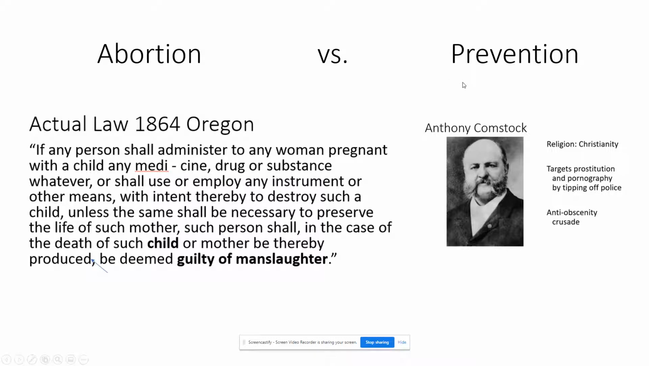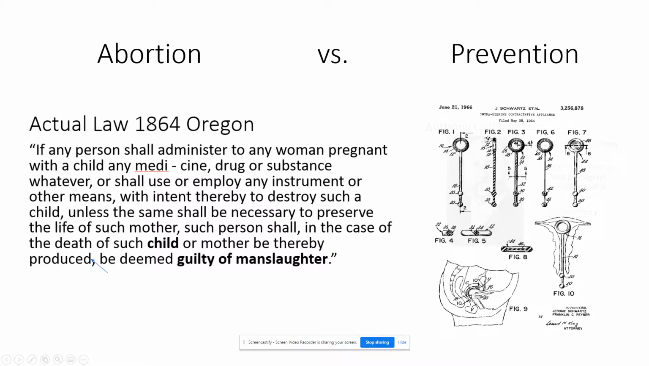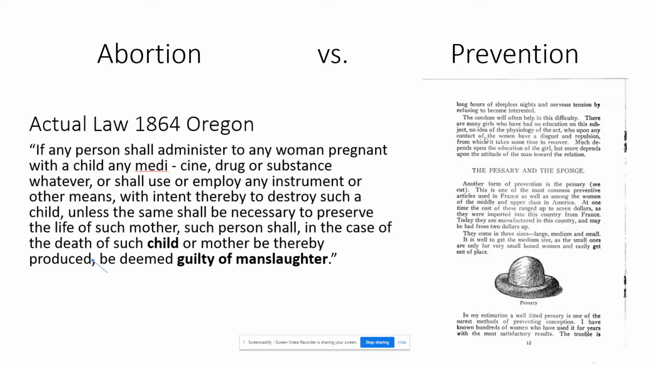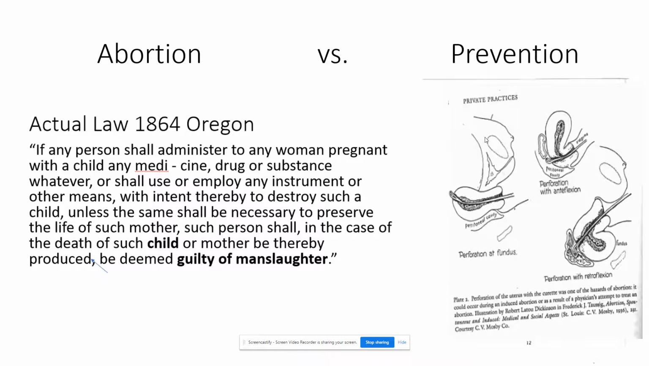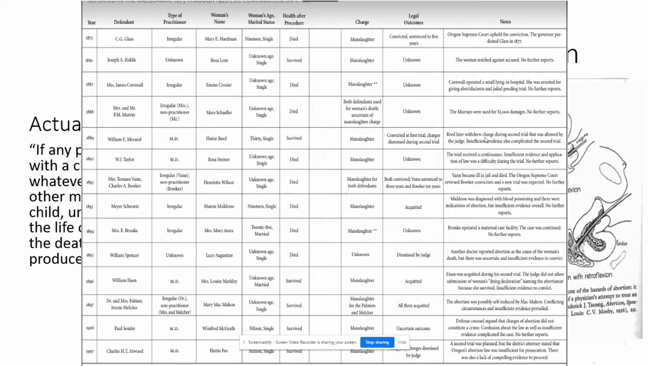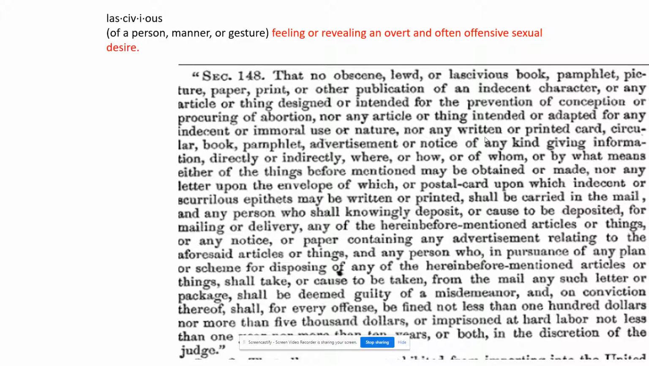So prevention becomes yet another issue, and that's where Anthony Comstock comes in. So prevention, the use of a Grafenberg ring or the cervical cap or some sort of instrument could all be designed, practiced as a way to try to abort a child. And again, that's what brings us back to this particular chart. We've already addressed the issue of the charges, and then once again, we see the victims.